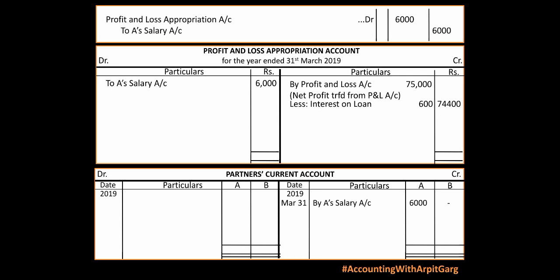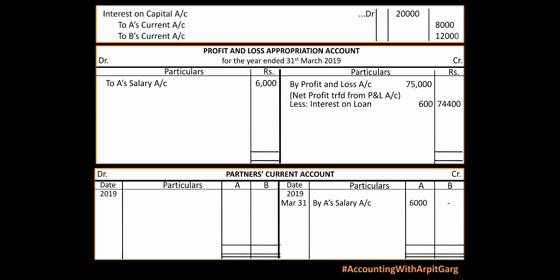Next, interest on capital is to be allowed at the rate 8% per annum. So interest on capital being our expense will be debited. So interest on capital account debit to A's current account to B's current account. A's capital is rupees 1 lakh, so 8% of rupees 1 lakh is 8,000. 8% of rupees 1 lakh 50,000, so for B is rupees 12,000. So interest on capital account debit 20,000.